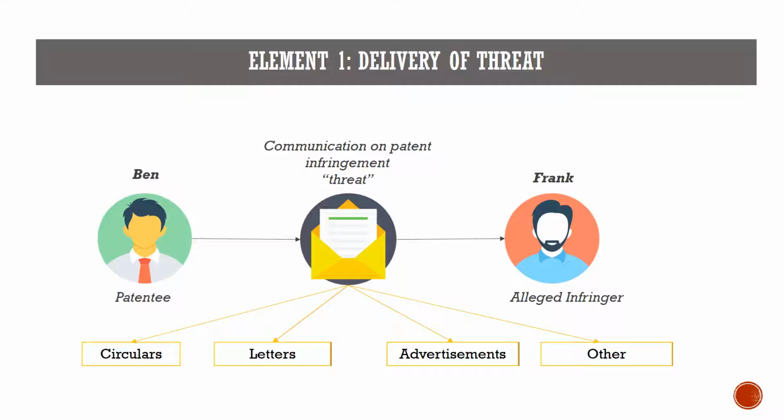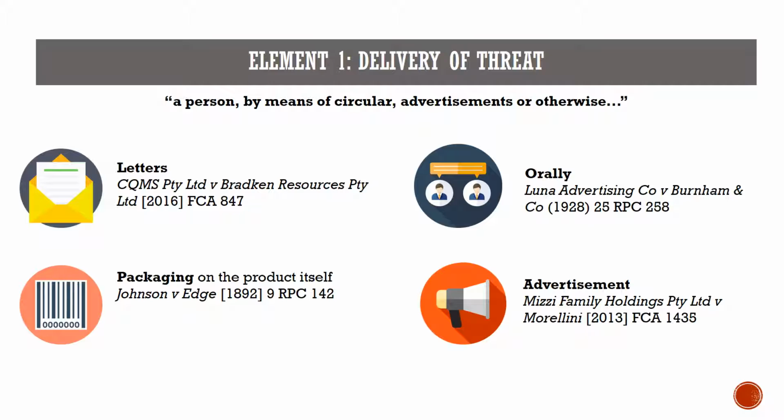Element 1, delivery. This element contemplates circumstances in which a patent holder seeks to inhibit competitors by making vague threats by means of circulars, advertisements, or otherwise, as well as by more conventional means, such as letters. This element has been interpreted broadly, capturing almost any means to deliver a prospective threat, including threats made orally, in writing, by means of advertisements in newspapers, trade journals, or including as a circular with packaging of a product itself.